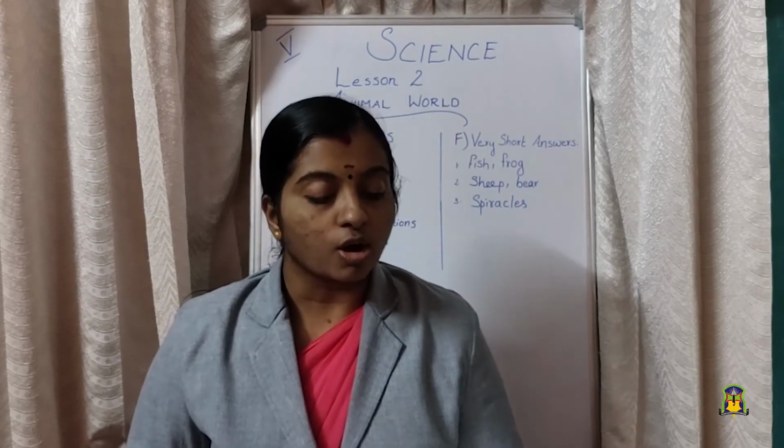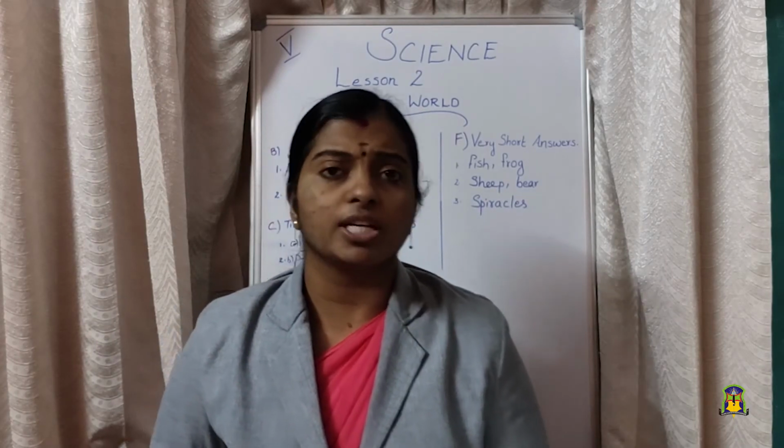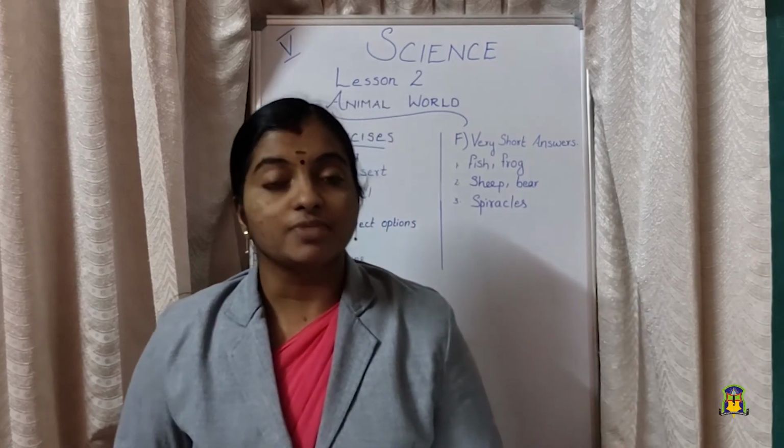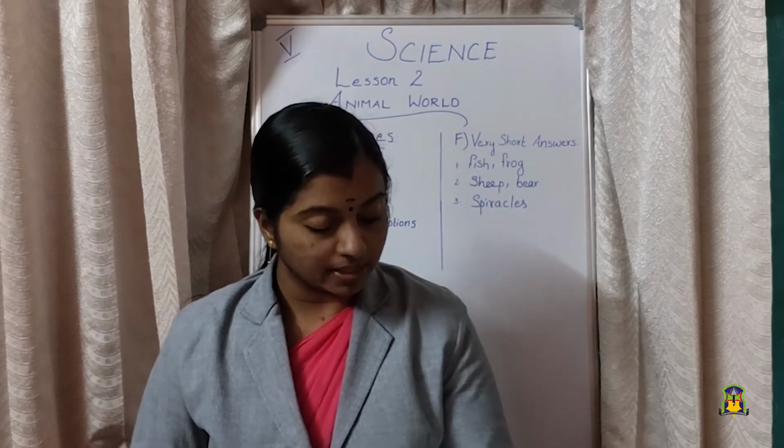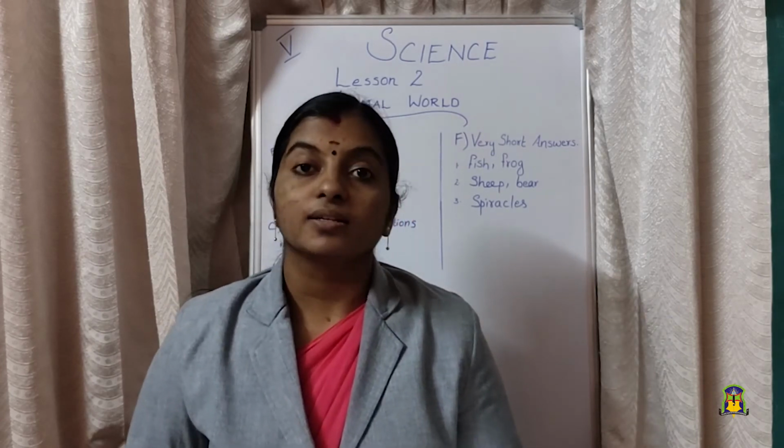Next question. What are omnivores? Give two examples. Omnivores are animals which eat both plants and animals. And we already discussed the examples, which are bear and crow.